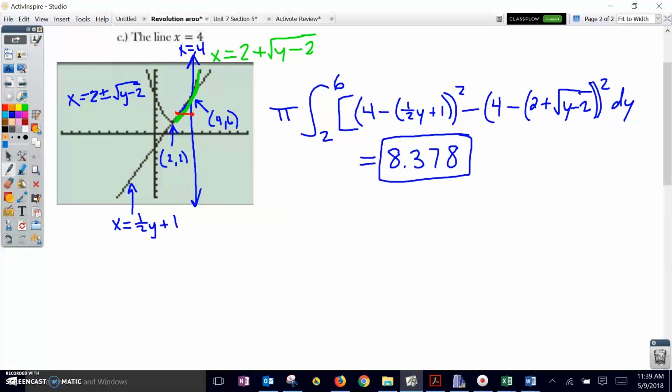Okay. Again, if you need to see the completing the square to get x by itself, refer back to part A from this example. And other than that, it's pretty straightforward. And that's the end of part C of this example.